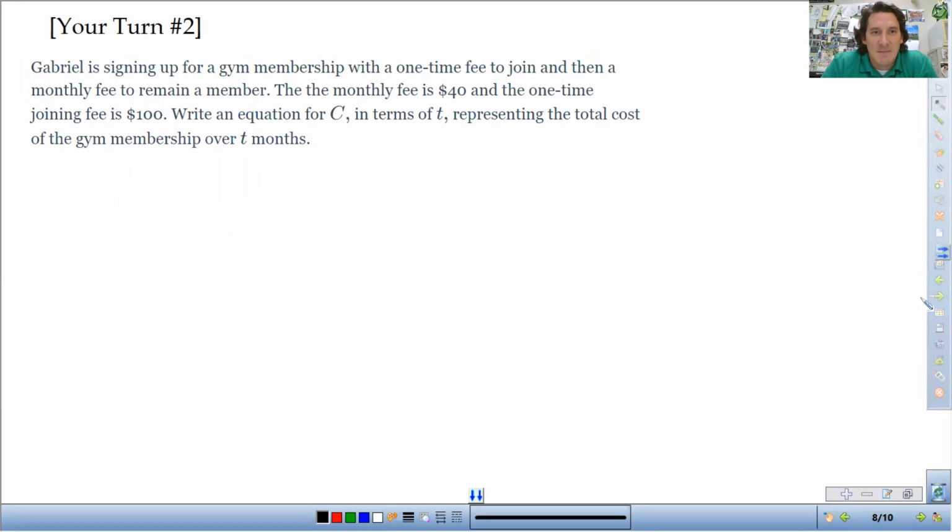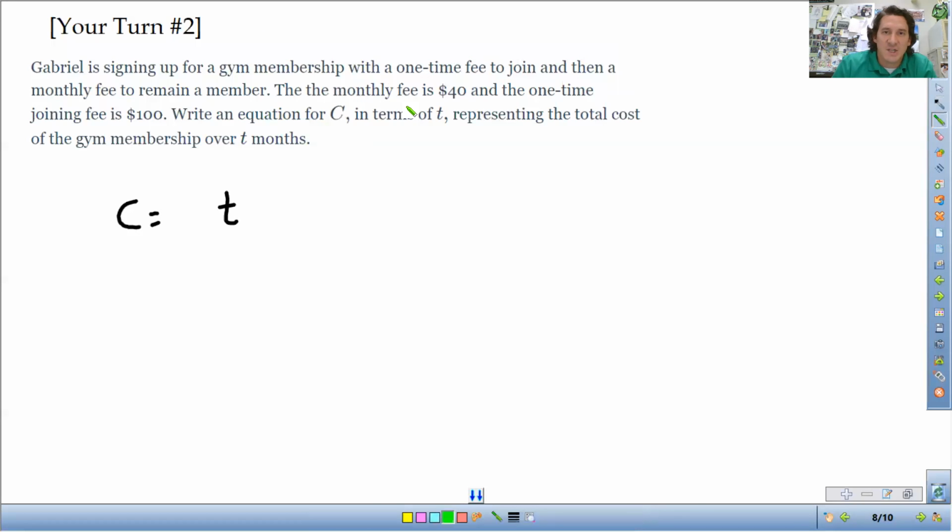Gabriel is signing up for a gym membership with a one-time fee and then a monthly fee to remain a member. The monthly fee is $40 and the one-time fee of joining is $100. So again, it's writing the equation in terms of C, and T is going to be our variable that we multiply by the amount that can change. So we have the monthly fee of $40 and the one-time fee of $100.